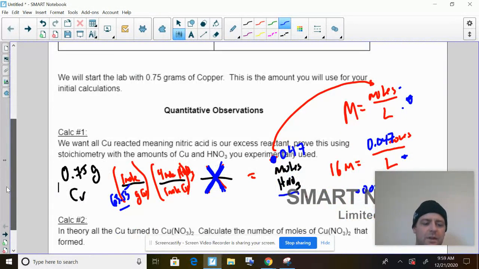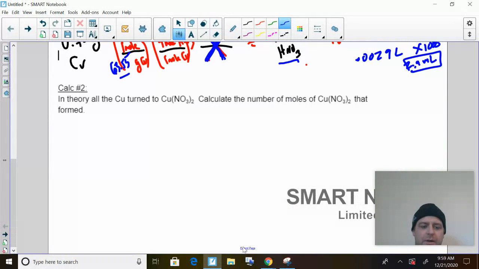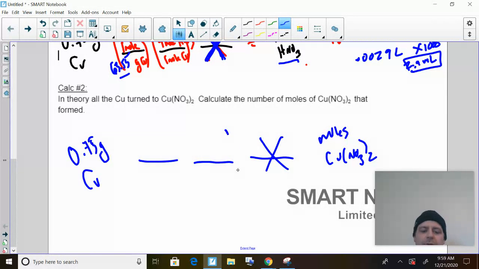Okay. The next one says this. In theory, all the copper turned to copper nitrate. Calculate the number of moles that would be formed. Okay, so same thing. Start with 0.75 grams of copper. I'm going to go to moles of Cu(NO3)2, and I can skip the last bracket because it's in moles. All right, so you can do that one. That one's straightforward enough. So that's calculation number 1 and number 2.